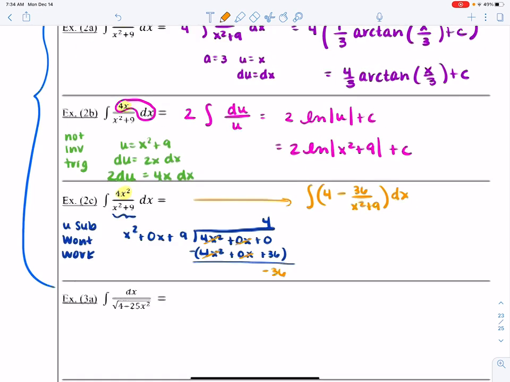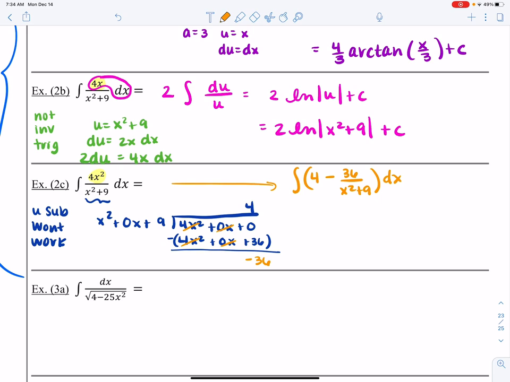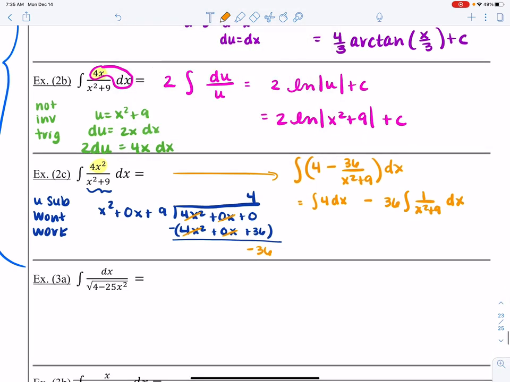Now, as you're probably already suspecting, we're going to split this thing up. I'm going to split it up into 4 dx. Let's take the 36 to the outside and 1 over x squared plus 9 dx. I hope you see the cow right here, because this guy right here is inverse trig. Our a value is 3. Our u value is x, which makes our du dx.